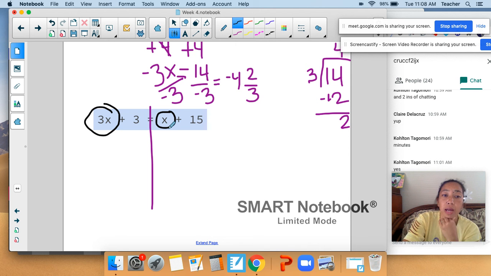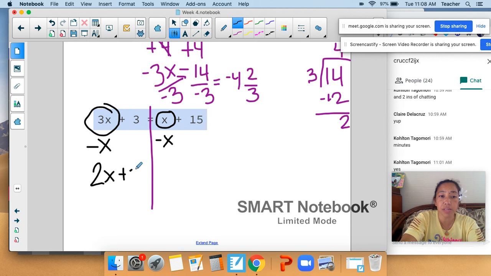So instead of going 3x plus x, because they're on different sides of the equal sign, we're going to have to do the inverse operation, which is minus x, because it is a positive. So the opposite of that would be minus x. And then we do the same thing to both sides. That's how we get to 2x. We didn't do anything with the 3. We just bring it down. We didn't do anything to the 15. Bring it down. Okay, now it's like a two-step equation.